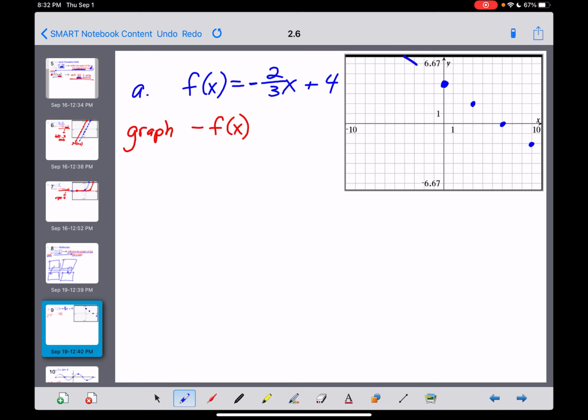So I'll go ahead and draw the line passing through those 4 collinear points, and there is our original function, everybody. Okay? All right, so that's the graph of f of x.